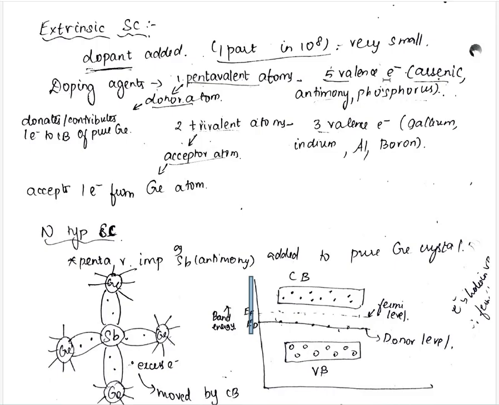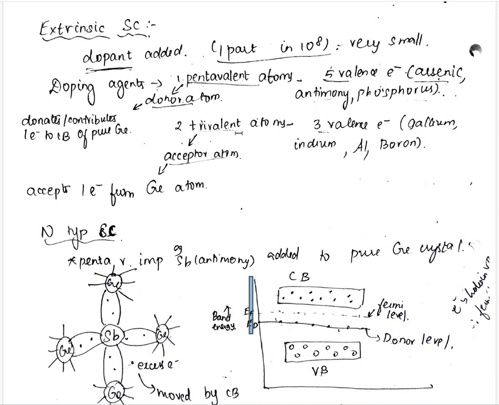Pentavalent impurities means 5 valence electrons. Examples: arsenic, antimony, phosphorus, etc. So it has an extra electron, it donates an electron, and it's called a donor atom. It donates or contributes 1 electron to the conduction band of pure germanium. This is the N-type semiconductor.